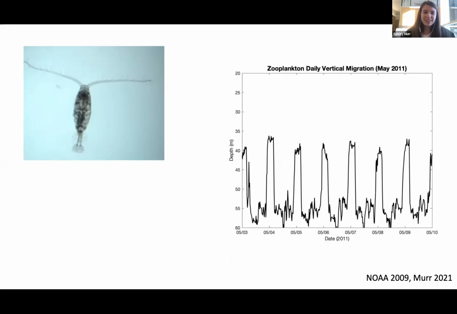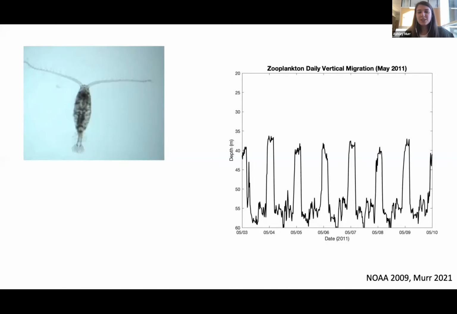So zooplankton are little tiny water creatures that make up the foundation of the food web and are responsible for an important part of the carbon cycling in a lake. This is an image of one of the species of zooplankton. There are a lot of different types of zooplankton in Lake Superior.